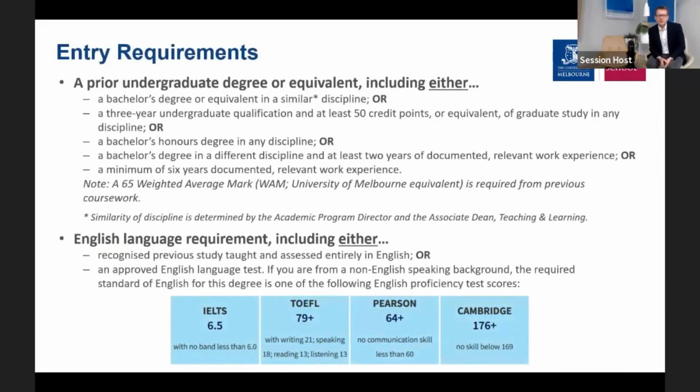So let's talk about the entry requirements. I know these are also listed online, but I'd like to say a little bit more about this. The main entry requirement is that you have a prior undergraduate degree or equivalent, and there are several different forms of that listed there. I think probably the most common one that we'll see is a bachelor's degree or equivalent in a similar discipline. Now, I put a little asterisk on similar because similarity of disciplines is determined by me as academic program director and by the associate dean of teaching and learning here at our faculty.